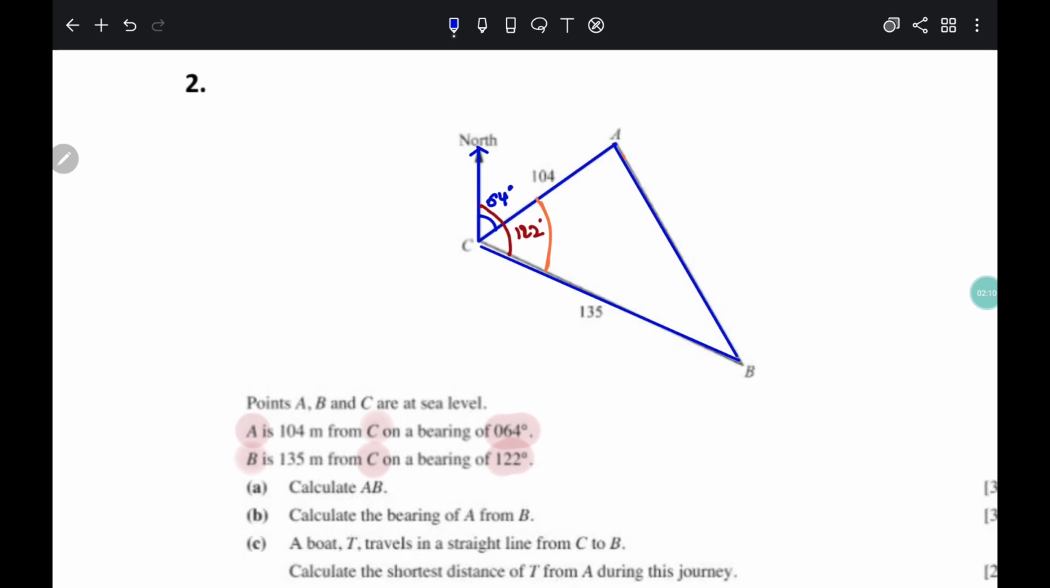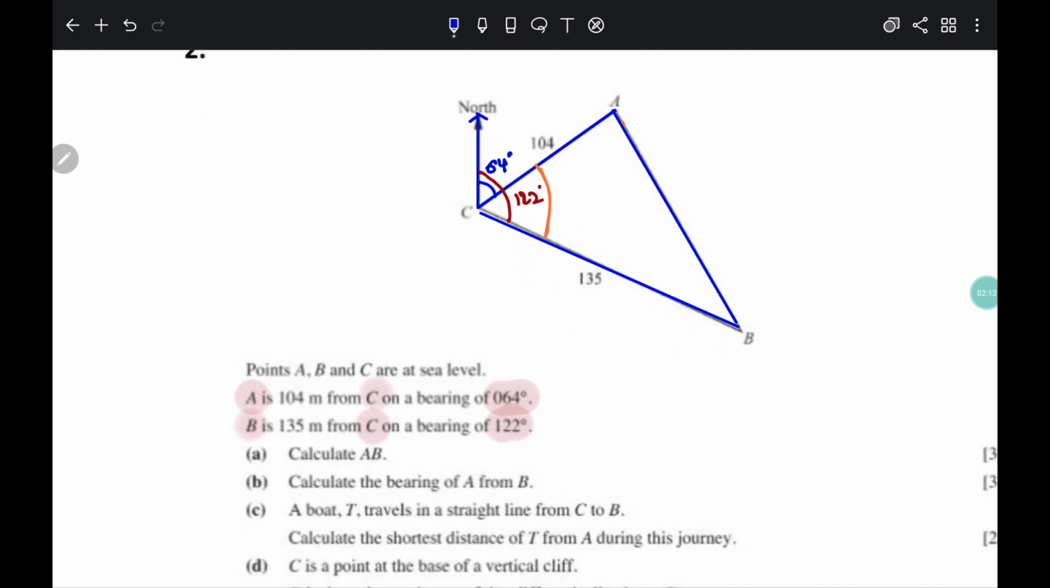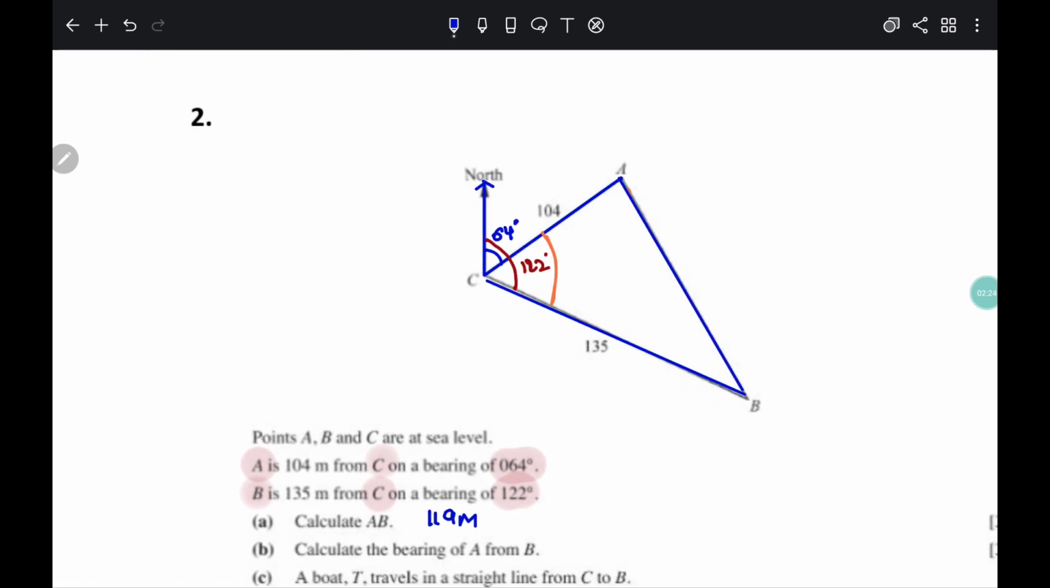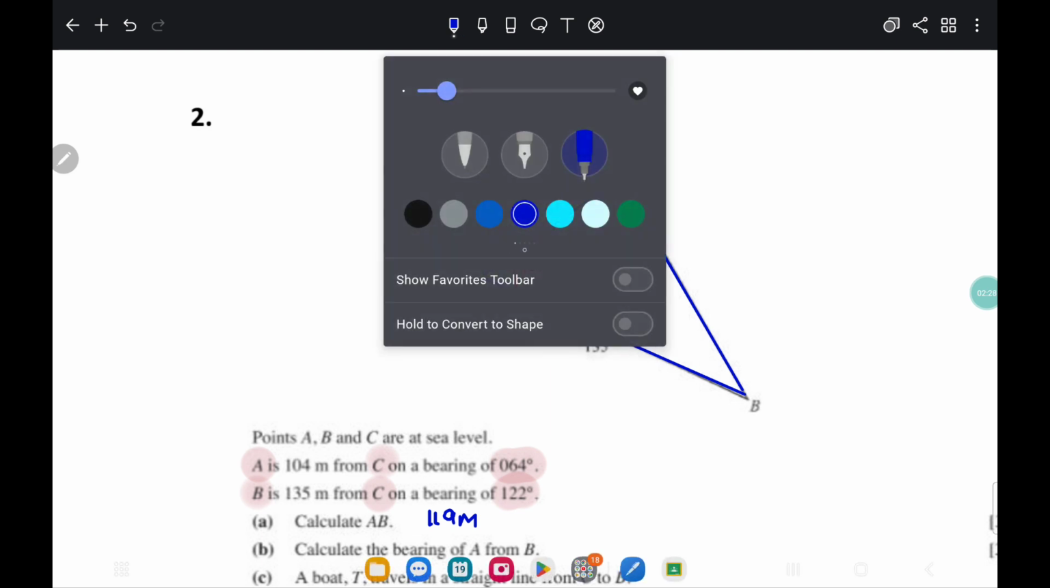Part A, you should obtain the answer as 119 meters to 3 significant figures. Let's take a look at part B now. In part B, you're supposed to determine the bearing of A from B.